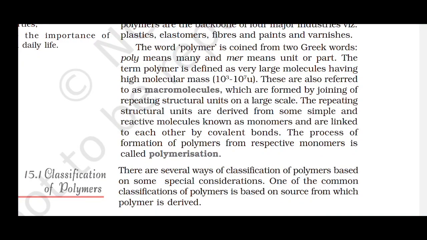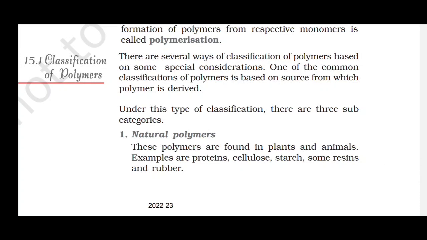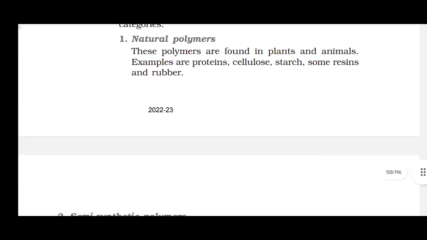Classification of polymers. There are several ways of classification of polymers based on some special considerations. One of the common classification of polymer is based on source from which polymer is derived. Under this type of classification, there are three subcategories. First, natural polymers. These polymers are found in plants and animals. Examples are proteins, cellulose, starch, some resins, and rubber.